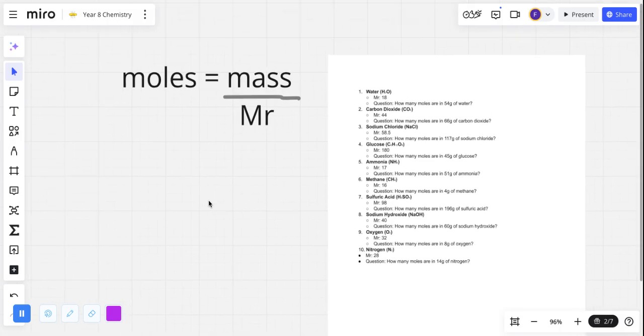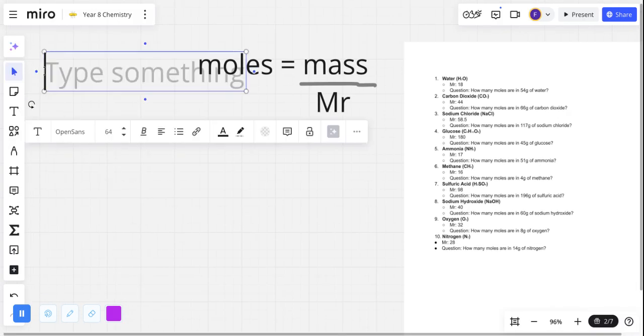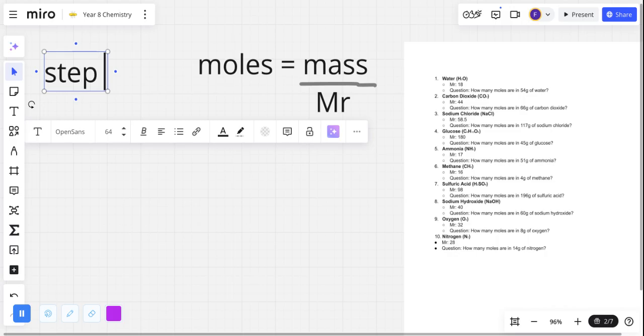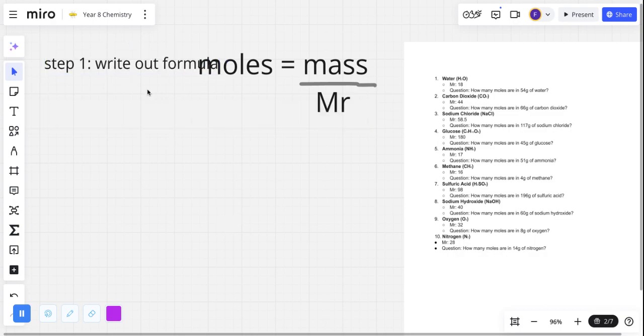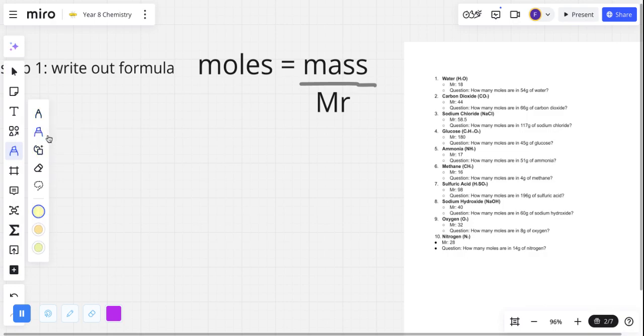Okay, so step one: write out the formula you need. This is for moles, so you're going to write out, for each question, moles equals mass over MR. Now, whether you do it now or before that, you highlight the key words.